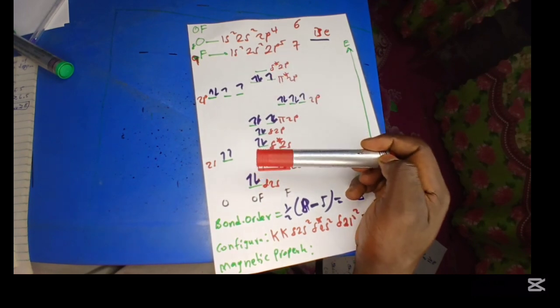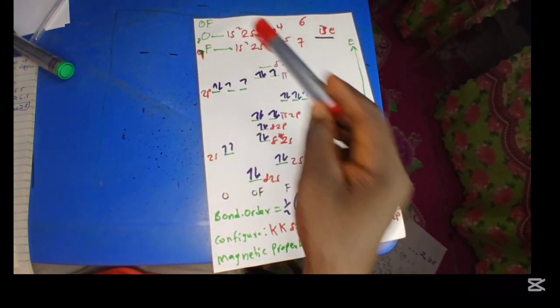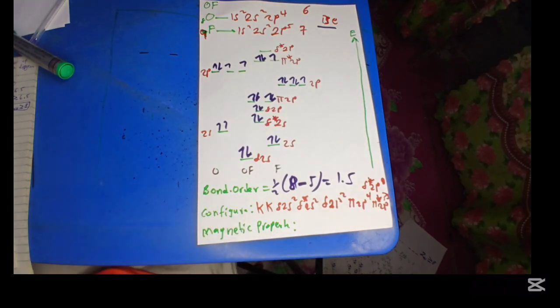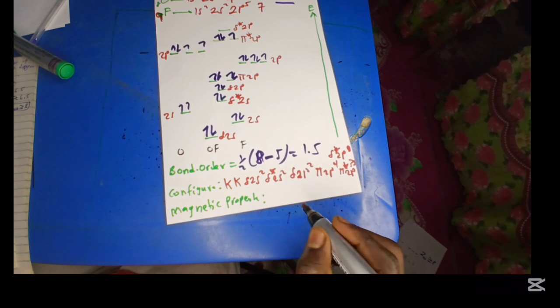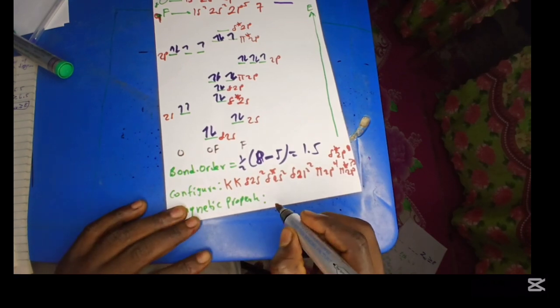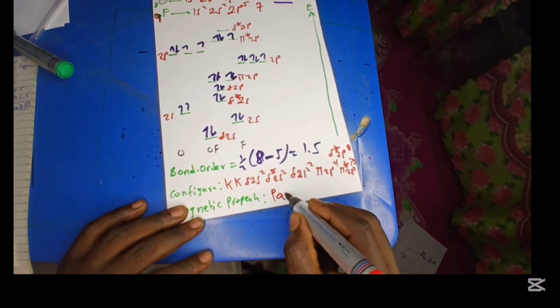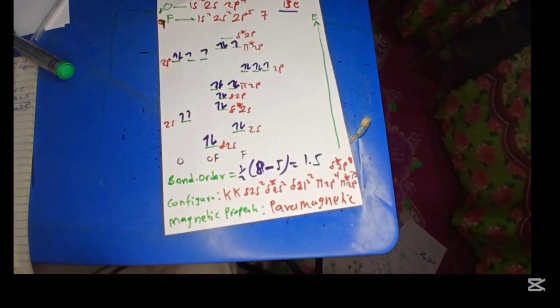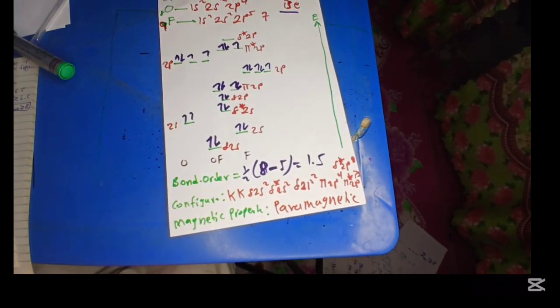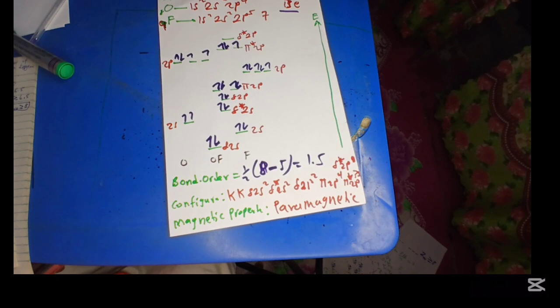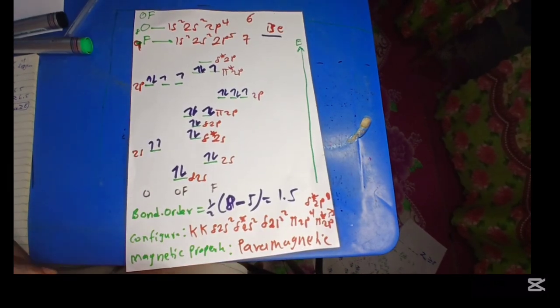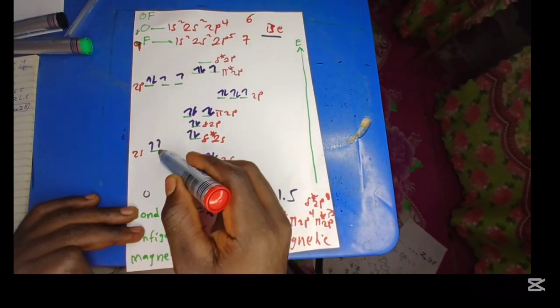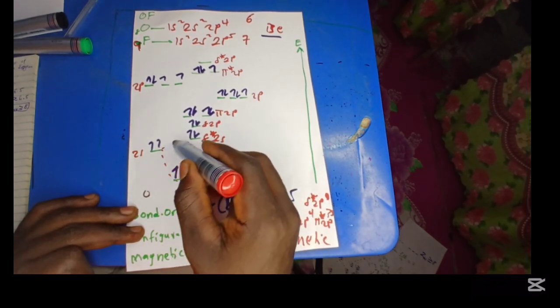So this means that OF is, yes, paramagnetic. It can be attracted by a magnetic force. So it is paramagnetic. So that is for the OF molecule. Let's proceed. In the same way, you can also decide to draw your dashes to join the orbitals. So you can do that.